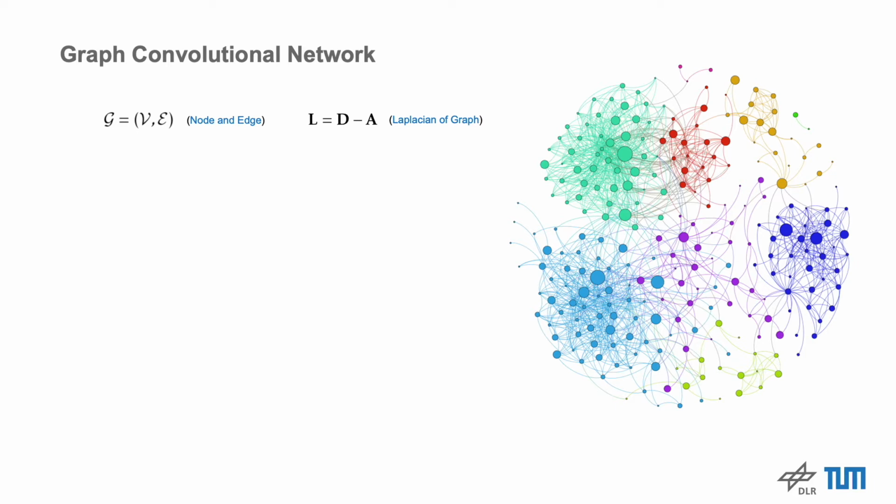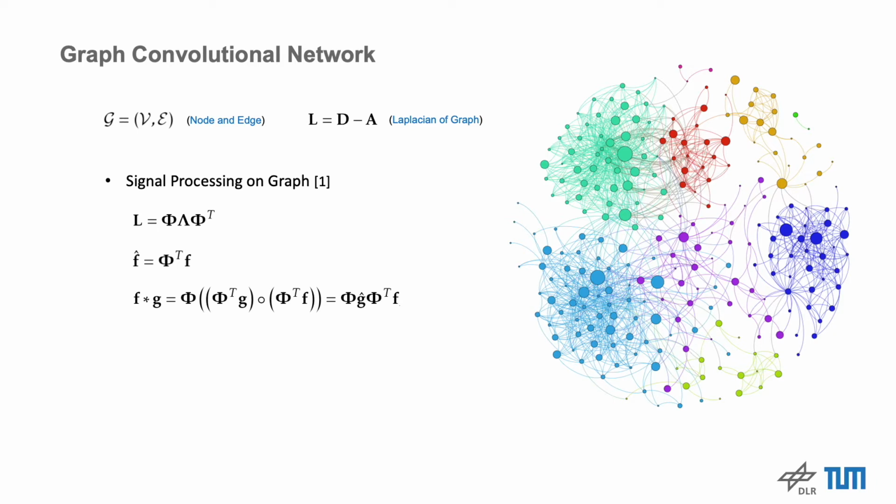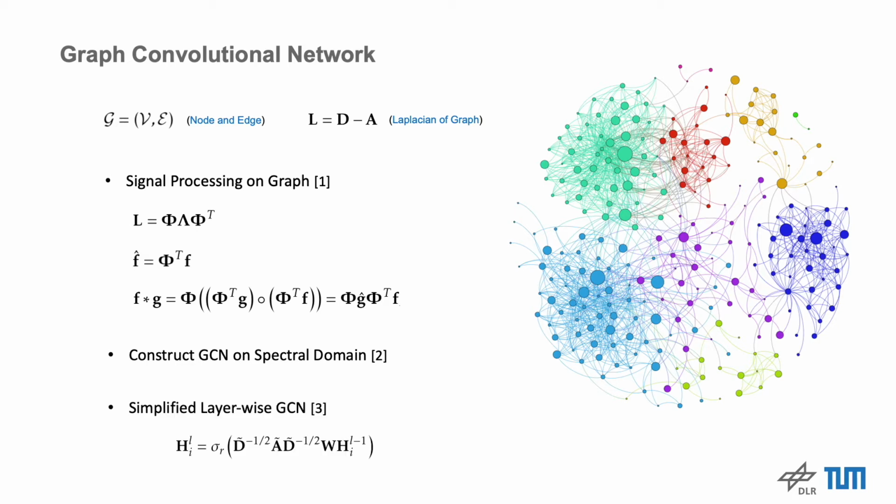Now we have a graph G and its Laplacian L is equal to degree matrix minus adjacent matrix. If we want to do signal processing on graph, first we do an eigenvalue decomposition of Laplacian. Here phi is the eigenvector, so the Fourier transform and the convolution of signal f on graph is equal to the following equations. Now we need to consider how to construct G hat here. One way is in spectral domain. If we use first order approximation, the simplified layer 1 GCN can be written in this way.